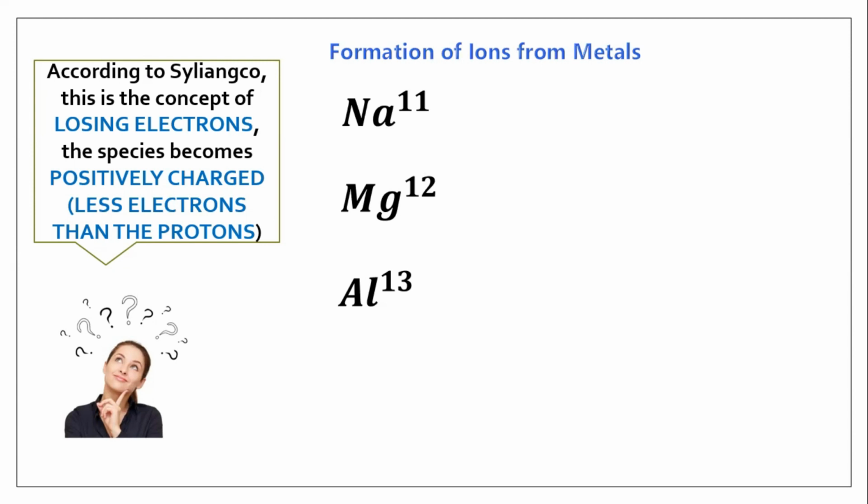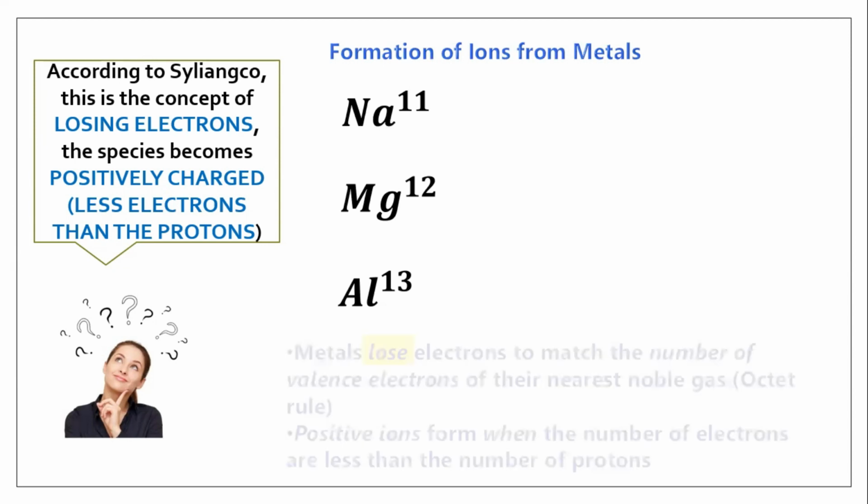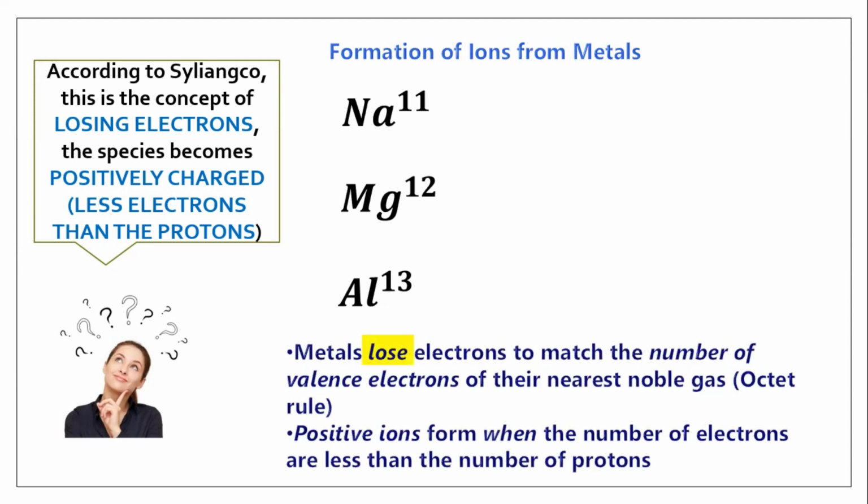So, I'm going to give you three examples which actually fall under metals. So, let's have yung tinatawag nating sodium. Okay, so we have sodium, with an atomic number of 11, and then magnesium with 12, and aluminum with 13 as their atomic number. Okay, so let's have the basic concept. So karamihan sa mga metals natin, they actually lose electrons to match the number of valence electrons of their nearest noble gas o yung tinatawag nating octet rule.